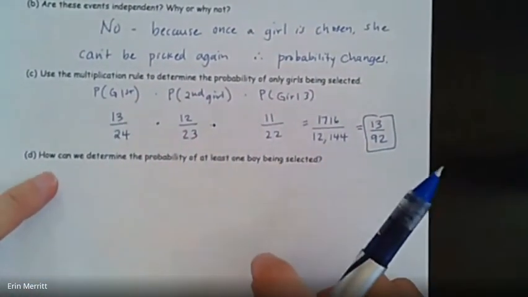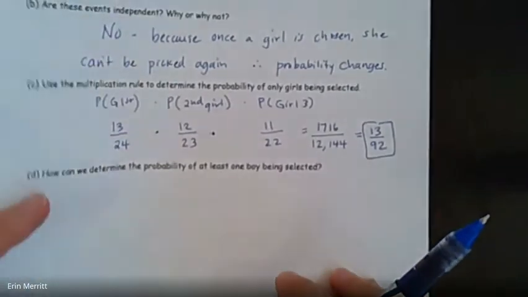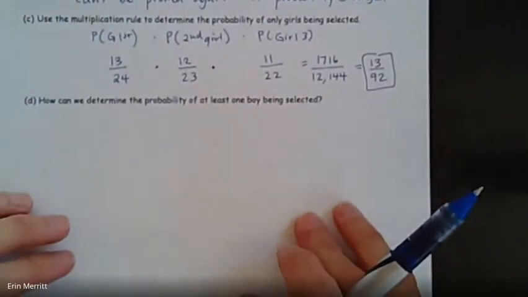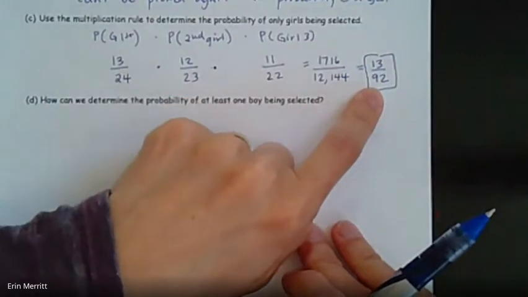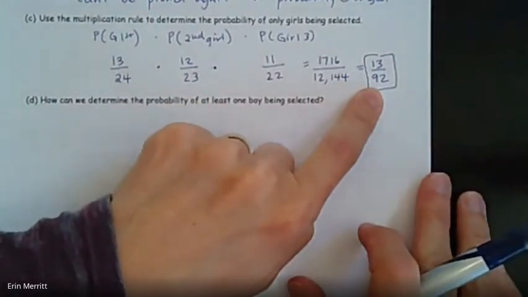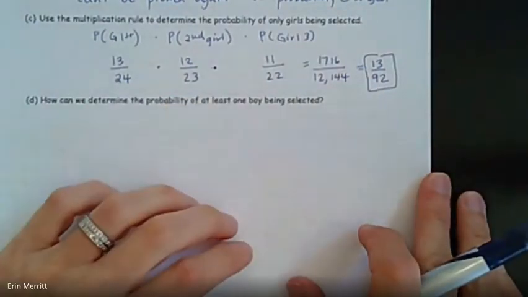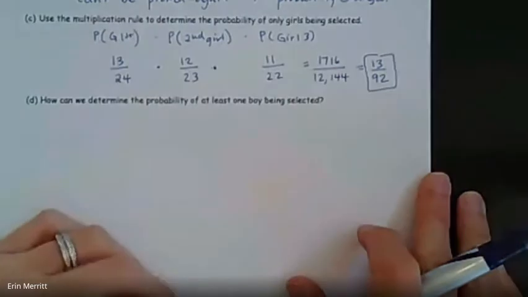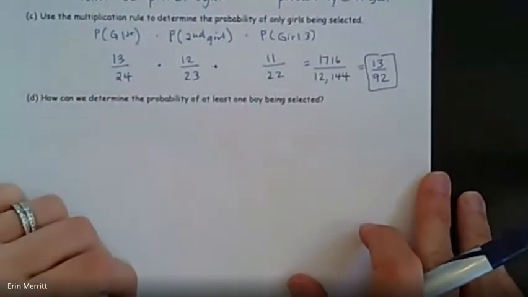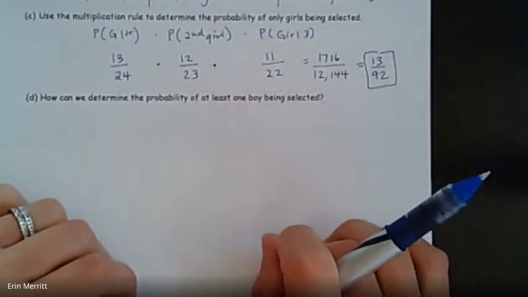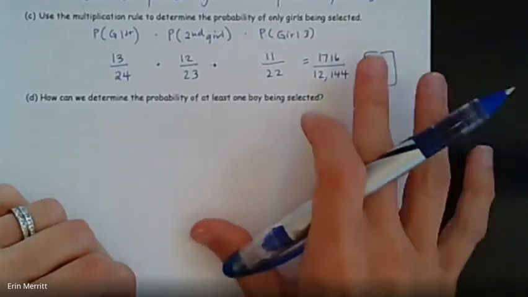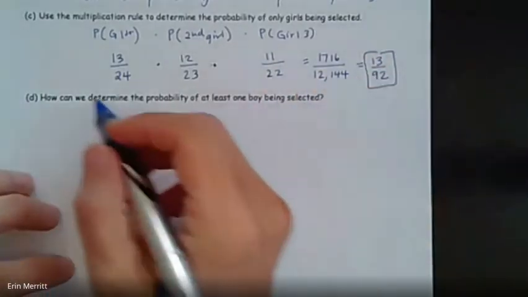All right. How can we determine the probability of at least one boy being selected? If you think about it, if that's the chance that it's all girls, then every other scenario has to have at least one guy in it. It might have one, it might have two, it might have all three. So think about if that's the case of all girls, and they figure out every other case, well, all the cases total should add up to 1.